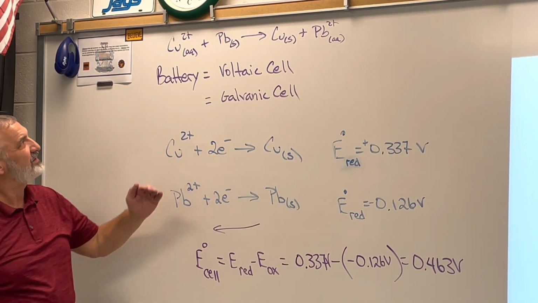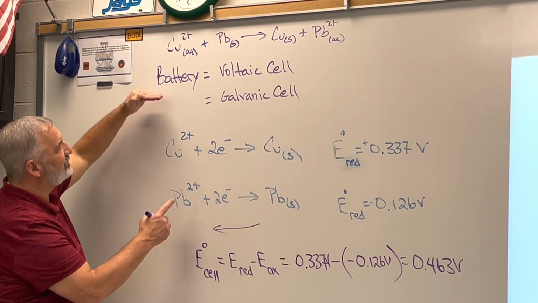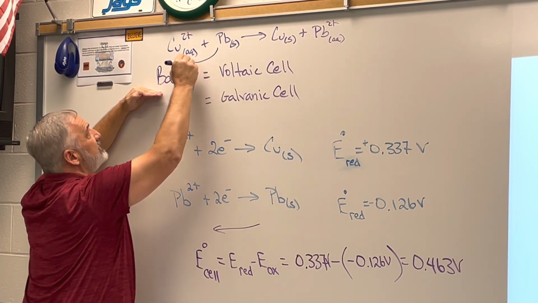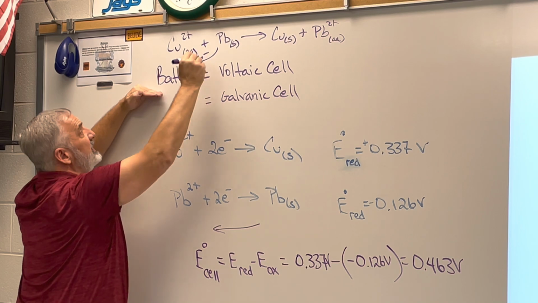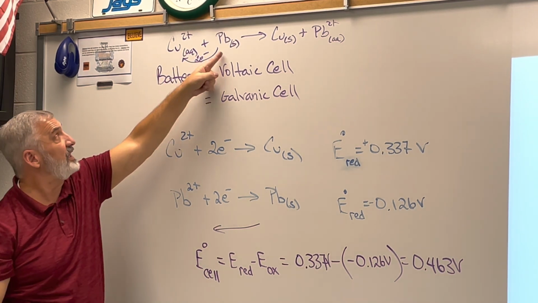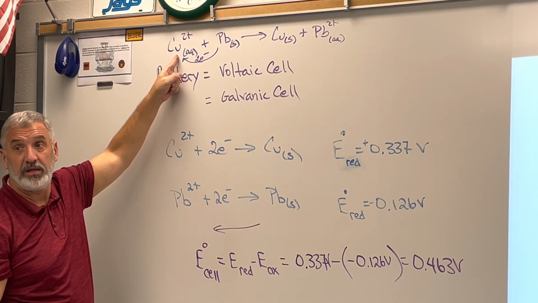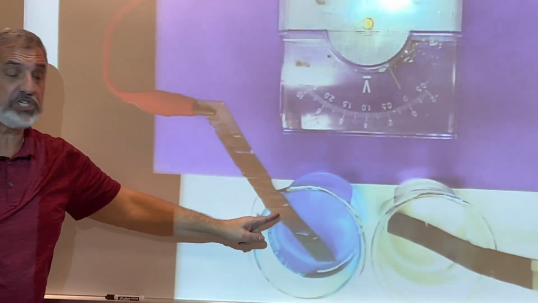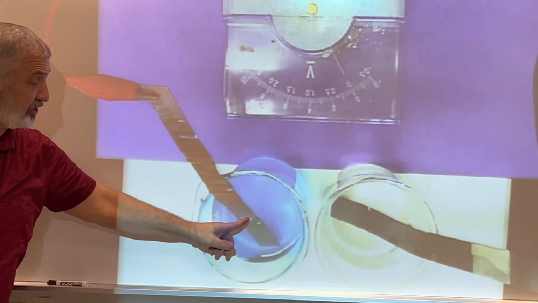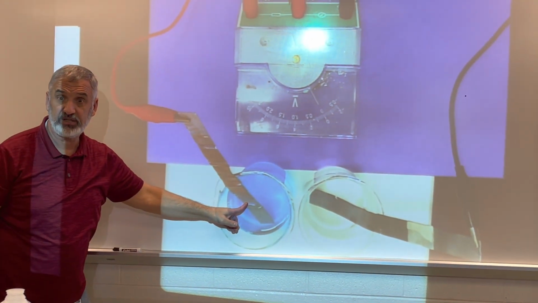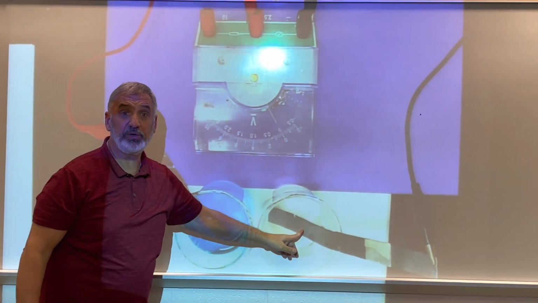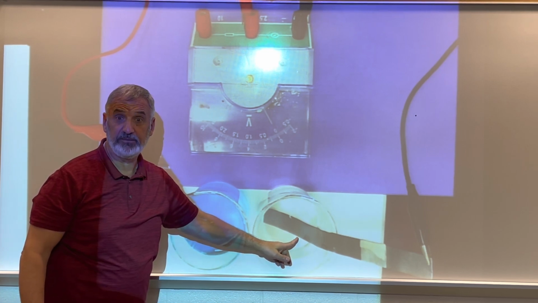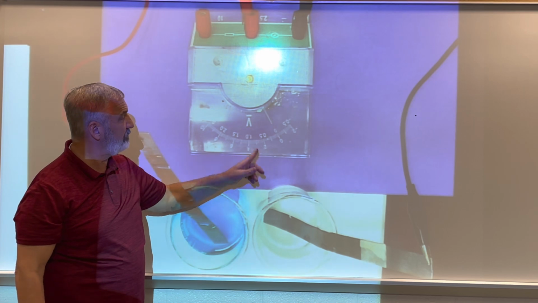So the reality is that in this reaction, the copper is stealing electrons. 2 electrons are being transferred from the lead to the copper. At my electrode, the copper is precipitating out. The Cu2+ is turning into copper on the metal surface. And the lead is going from lead to Pb2+, from solid to aqueous. It's dissolving here. But what's my voltmeter measuring?